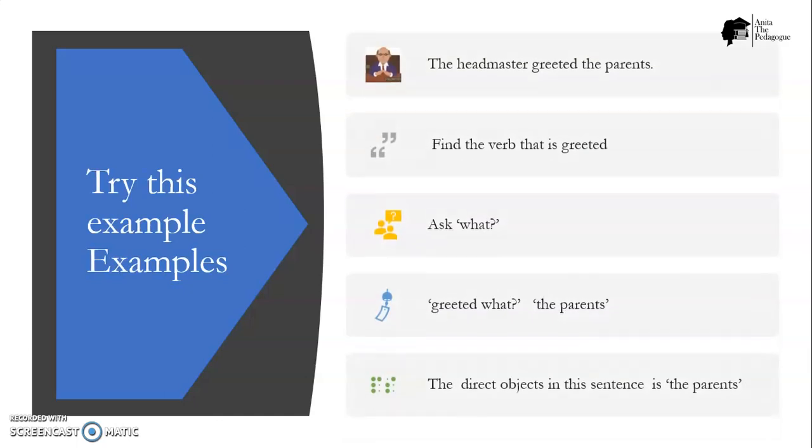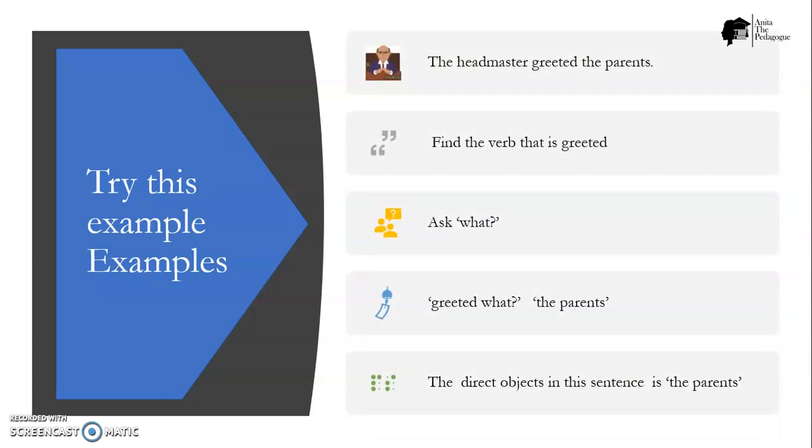Now try this example. The headmaster greeted the parents. Find the verb in this sentence. Greeted. Now ask what? Greeted what? The parents. The direct object in this sentence is the parents because it is the parents that are receiving the action greeted.